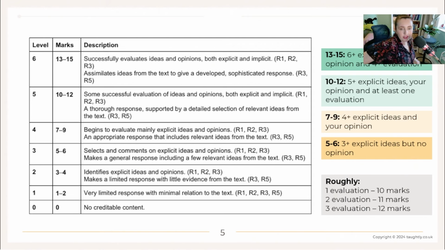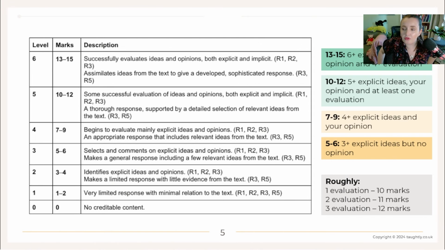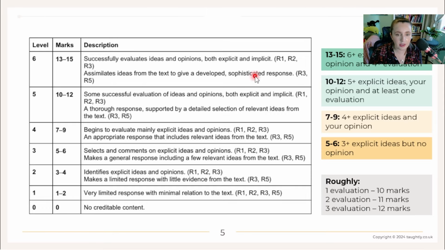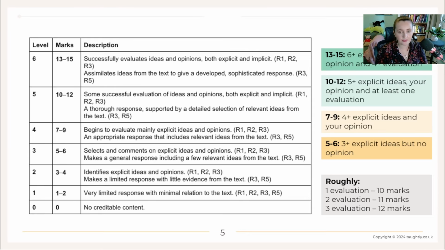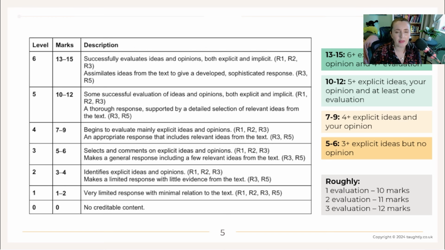Right? So not just sticking them in and summarizing them, but really using them to form the basis of your own response, giving a developed and sophisticated response where you're fully explaining your ideas and your arguments. So this is what I'm looking for in reading. That's going to be one of my main focuses today, but I am also going to focus a little bit on writing structure too.